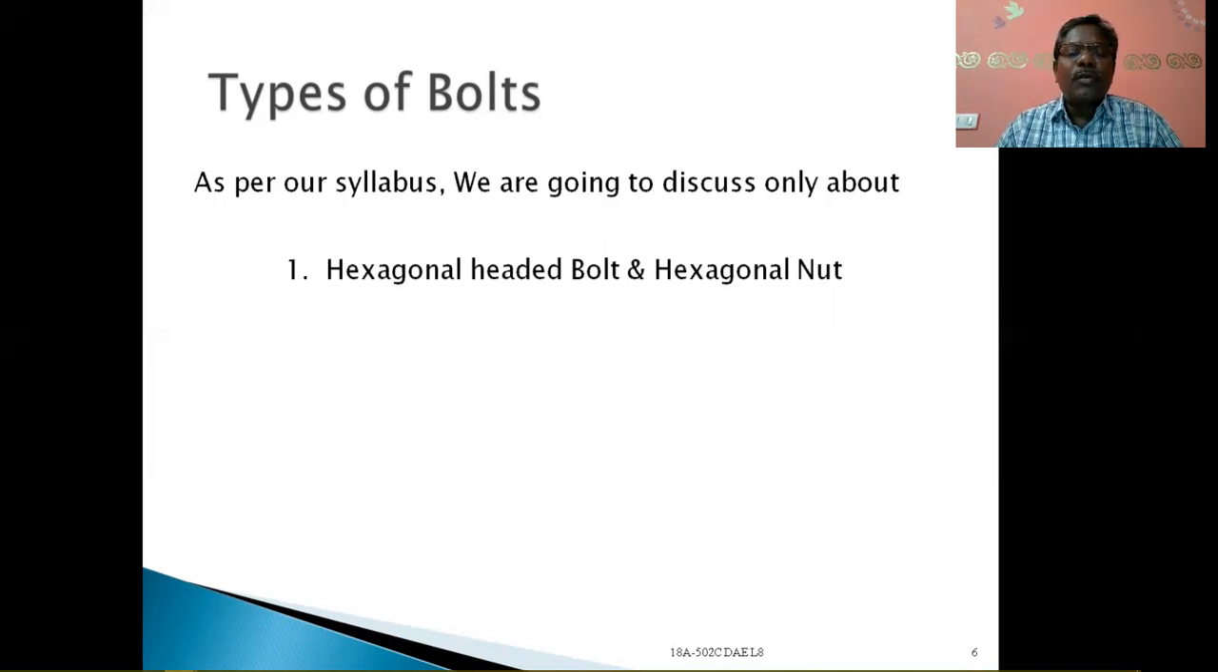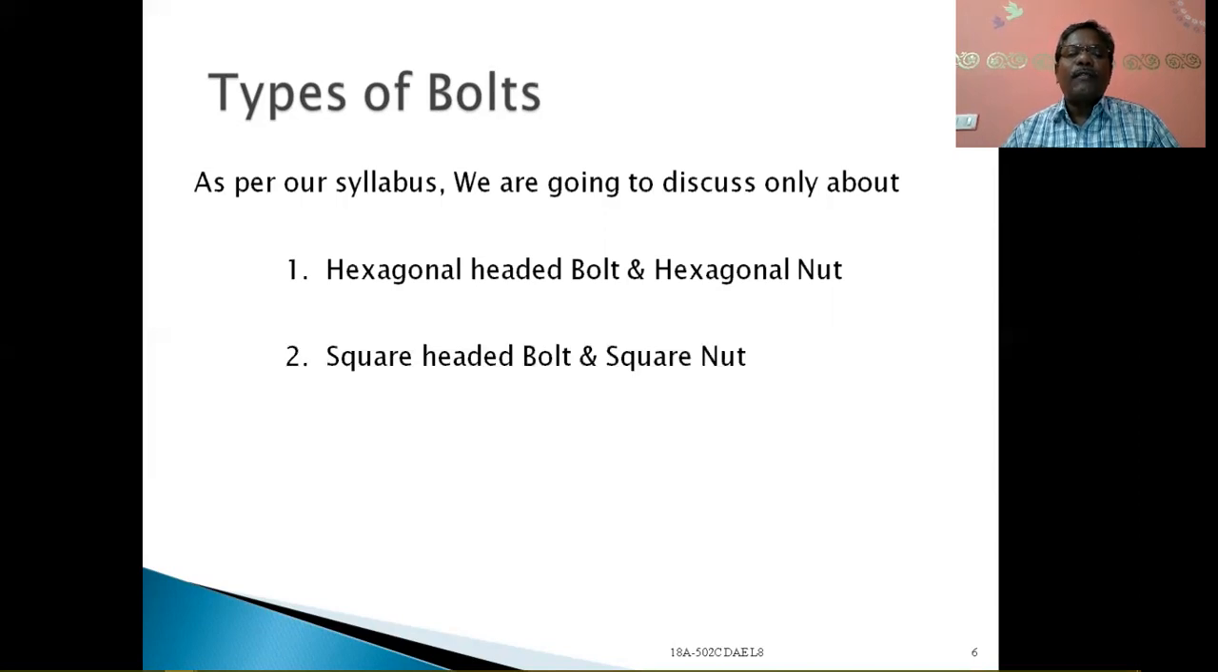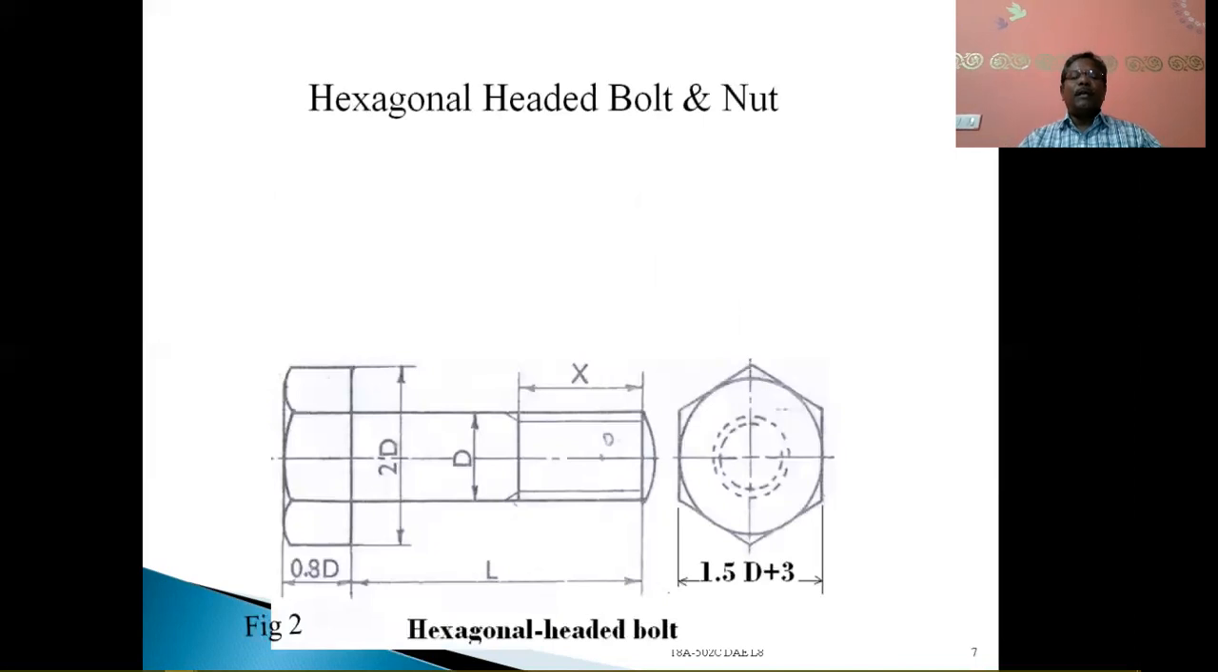And also we are going to discuss all these in this lesson, and only we are having hexagonal headed bolt and nuts. Along with these hexagonal headed bolt and nuts, we are also having square headed bolts and square nuts, and these are there as per our syllabus, which is also important from an examination point of view. So let us see, this will be the hexagonal headed bolts and also hexagonal headed nuts.